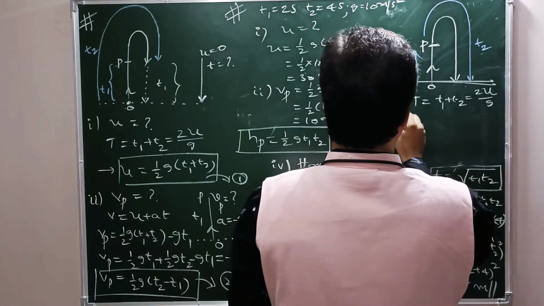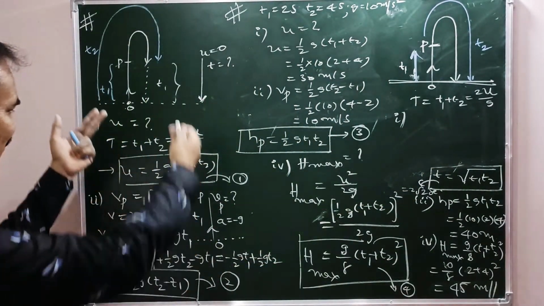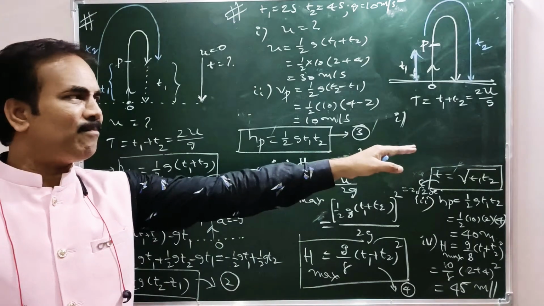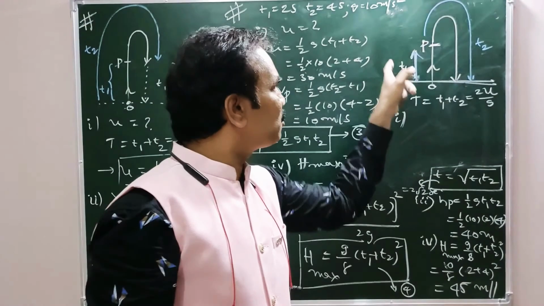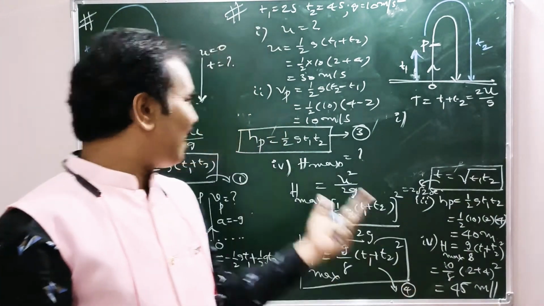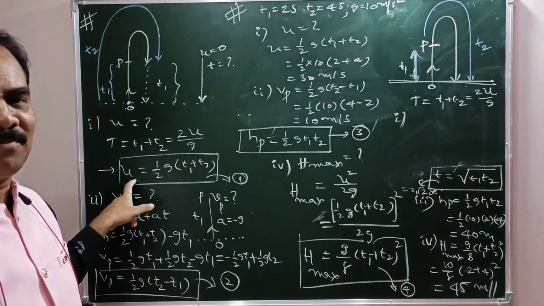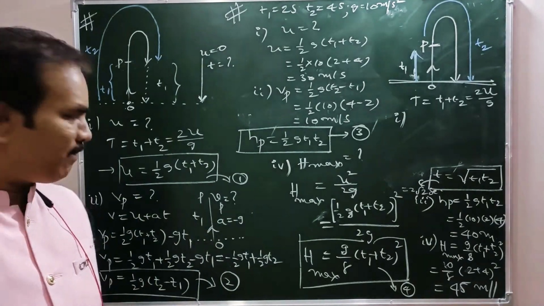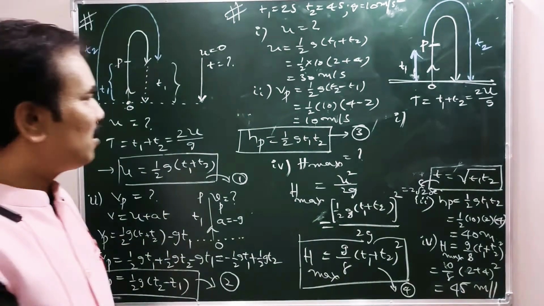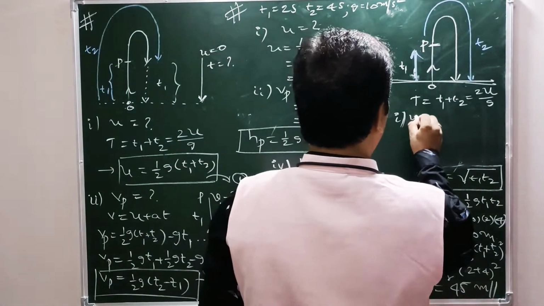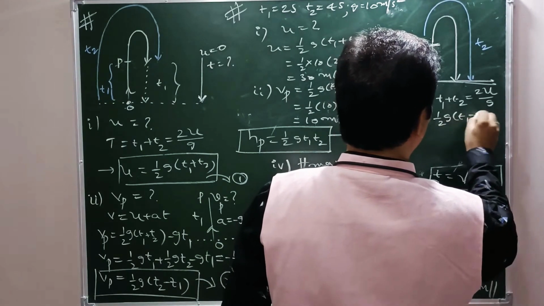Now question number 1. What is the velocity of projection? U is the same. Everything is the same. Why? Because the time of flight is the same as in the previous case, T1 plus T2. So in both cases, the velocity of projection is the same. If the velocity of projection is the same, all remaining factors are also the same. So U equals, as usual, half of G into T1 plus T2.